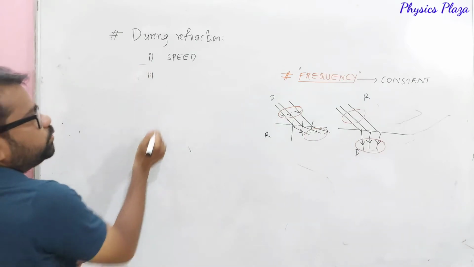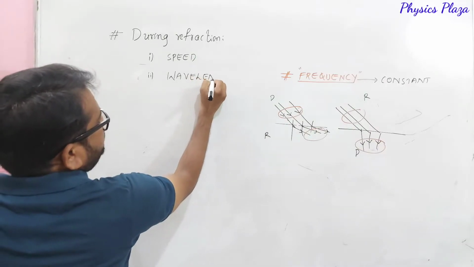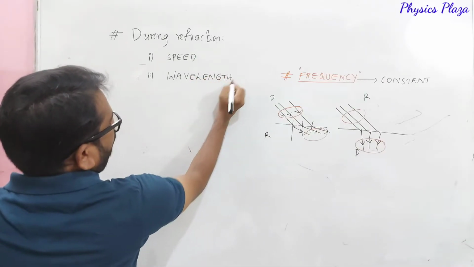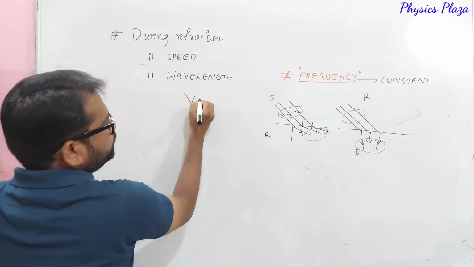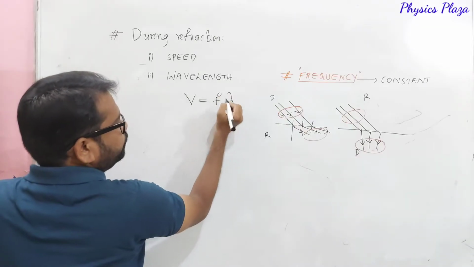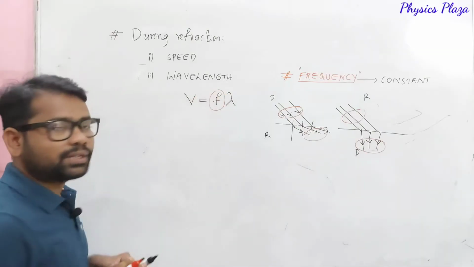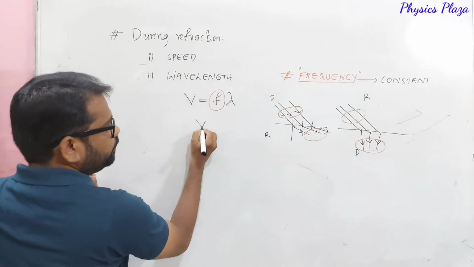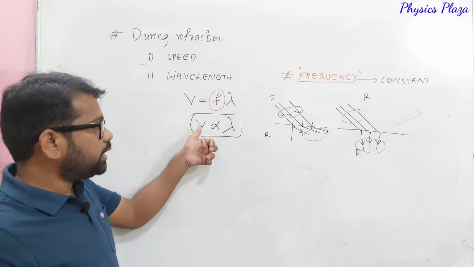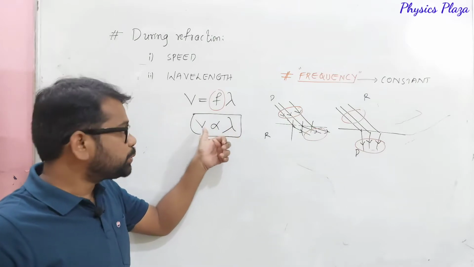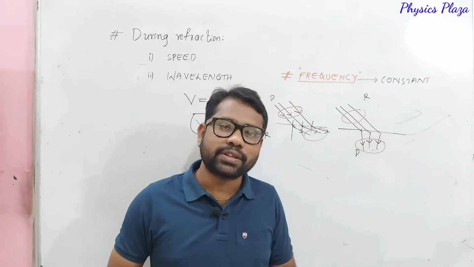Now the second point is wavelength. Here the question comes: whether wavelength will change or not. For that, let us recall V equals frequency times wavelength, lambda. We know that during refraction, frequency remains constant. As the frequency remains constant, dear children, V is proportional to lambda, which means when speed increases, wavelength increases, and when speed decreases, wavelength decreases.